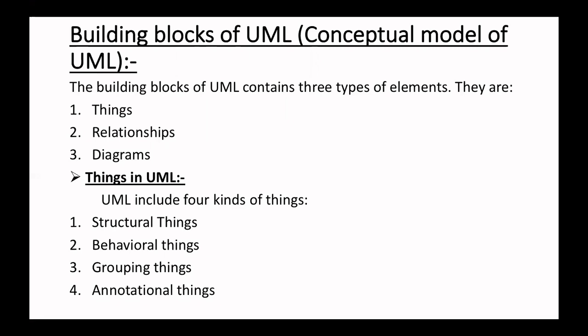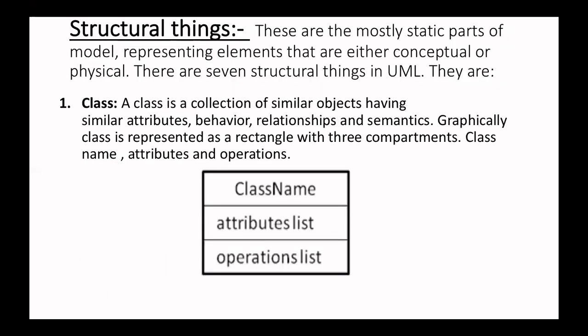The elements in the building blocks are further classified. Firstly, I am going with the things in UML. UML includes four kinds of things. One is structural things, second one is behavioral things, third one is grouping things, and fourth one is annotational things. Now I'm starting with the first, structural things.